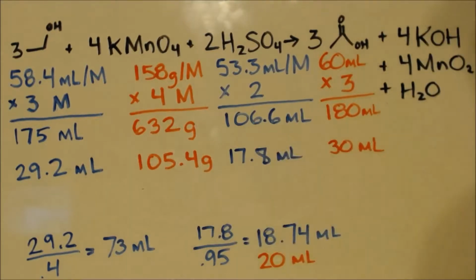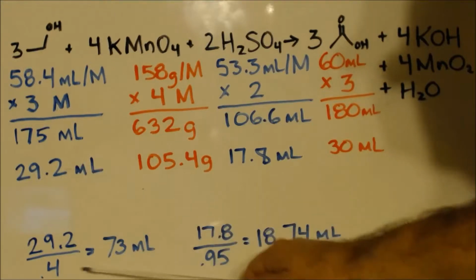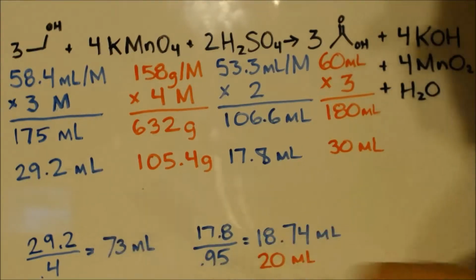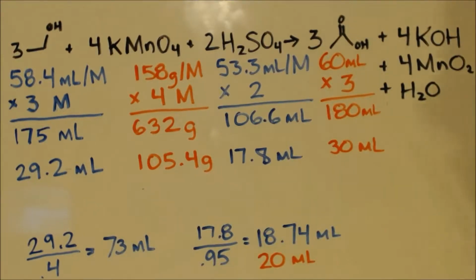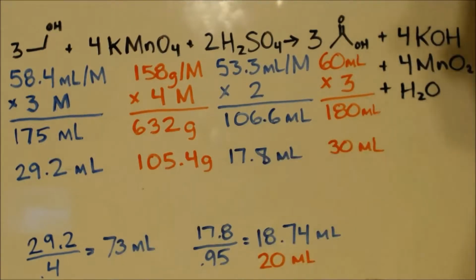This is vodka, so it's 40% alcohol, and so I divided what I needed by 0.4 to get 73 milliliters. So that way I'll use 73, and 29.2 will be alcohol, and the rest should be water.